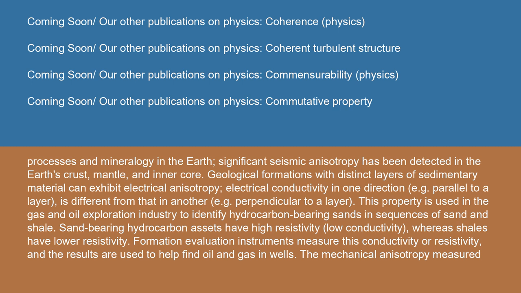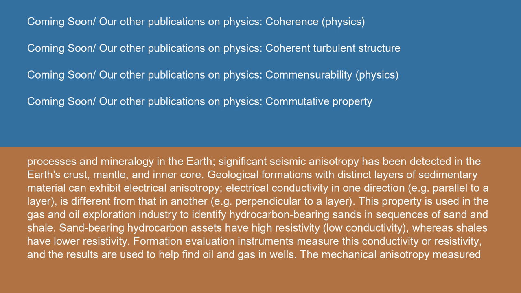Geological formations with distinct layers of sedimentary material can exhibit electrical anisotropy, where electrical conductivity in one direction, e.g. parallel to a layer, is different from that in another, e.g. perpendicular to a layer. This property is used in the gas and oil exploration industry to identify hydrocarbon-bearing sands in sequences of sand and shale. Sand-bearing hydrocarbon assets have high resistivity, low conductivity, whereas shales have lower resistivity. Formation evaluation instruments measure this conductivity or resistivity, and the results are used to help find oil and gas in wells.